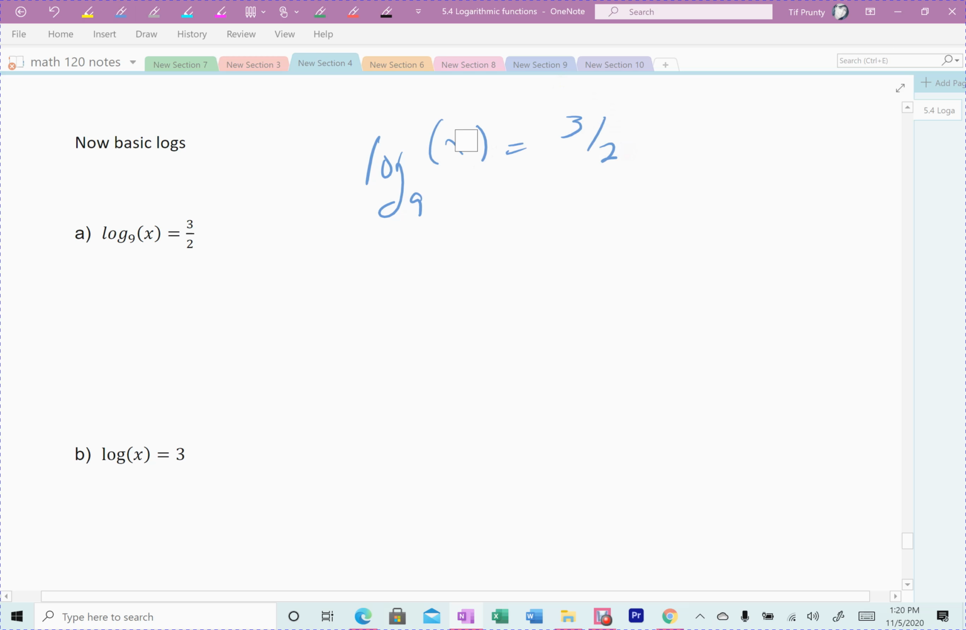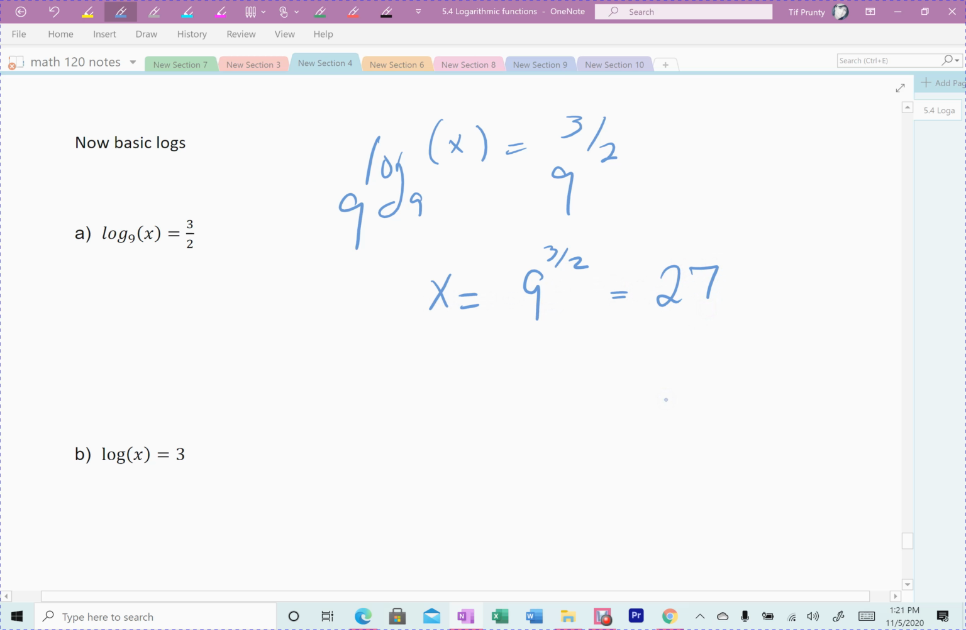Now, you could just rewrite it, and that's fine, but I'm going to use my log properties and my inverse properties. Take both sides, and remember, it's both sides raised to. So it's 9 raised to the log base 9 of x. On the other side, it's 9 raised to the 3 halves power. This side is our property where they undo one another, so x equals 9 raised to the 3 halves, which if you type it in, comes out 27.